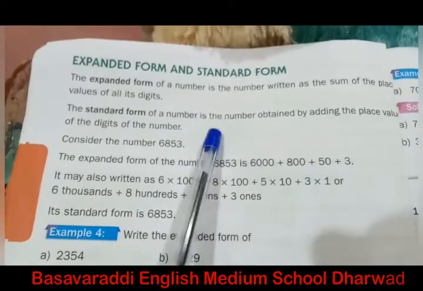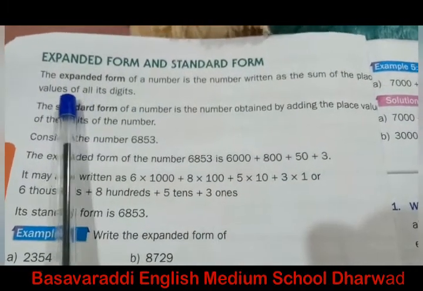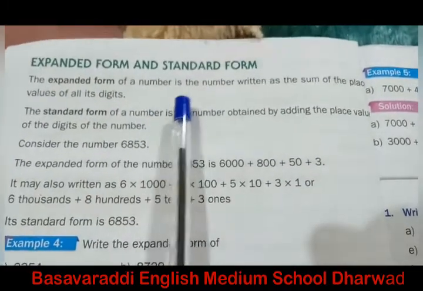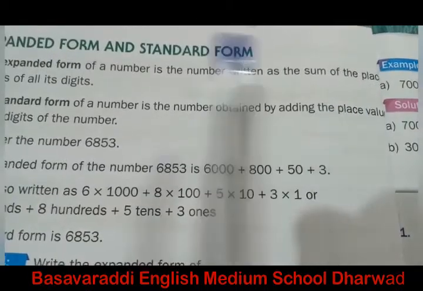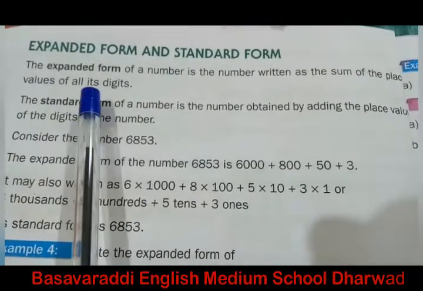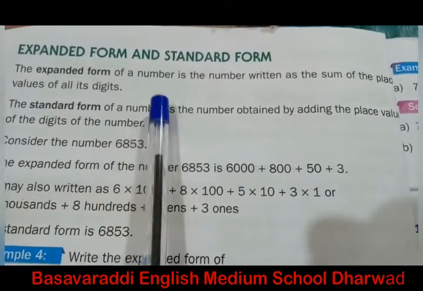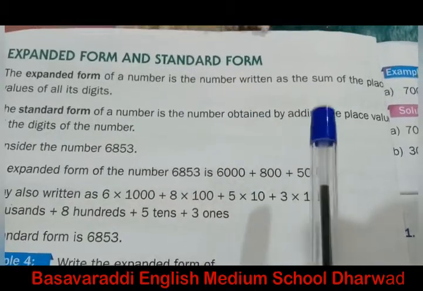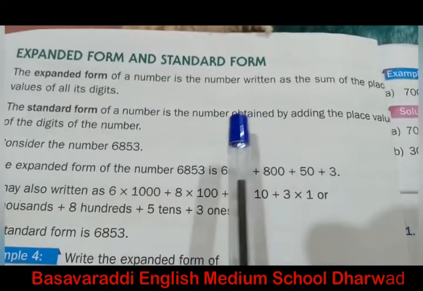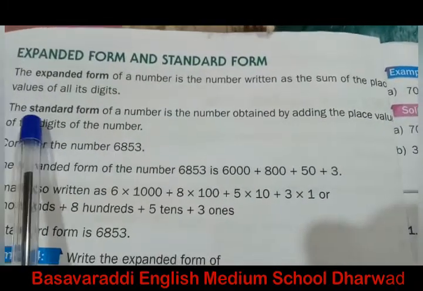Expanded form and standard form. The expanded form means what? The expanded form of a number is the number written as the sum of the place values of all its digits. We are writing it as a sum of place values. Which place is it?